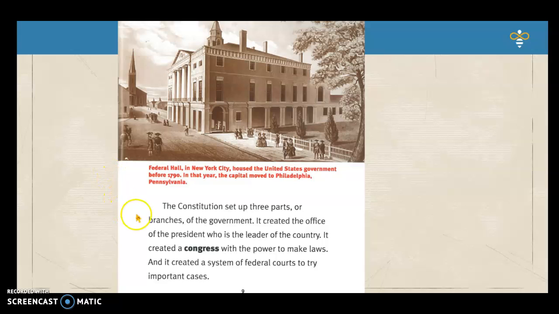The Constitution set up 3 parts or branches of the government. It created the office of the president, who is the leader of the country. It created a Congress with the power to make laws, and it created a system of federal courts to try important cases. Federal Hall in New York City housed the United States government before 1790. In that year, the capital moved to Philadelphia, Pennsylvania. And then there's the picture of Federal Hall.